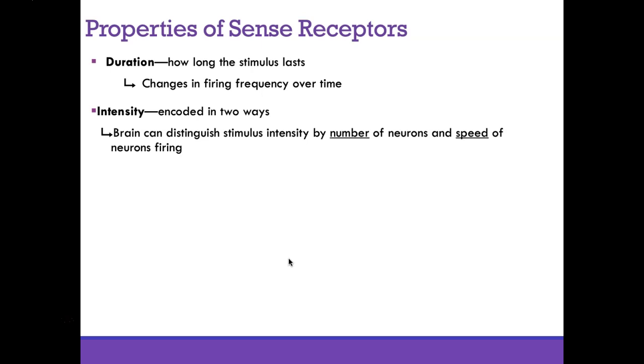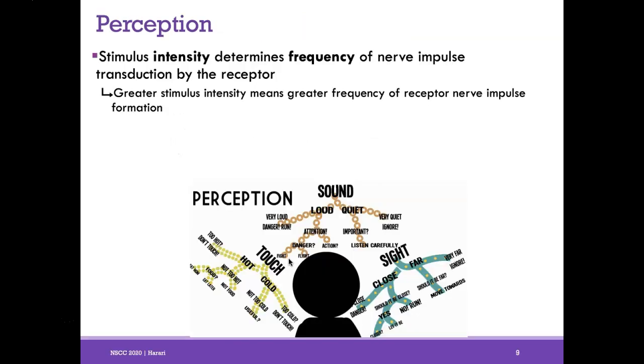And finally, the intensity. Intensity refers to whether a stimulus is very strong or weak, and it is encoded in two different ways. The brain can distinguish the stimulus intensity by the number of neurons that are firing and the speed at which the neurons are firing. So the intensity is determined by the frequency of nerve impulse transduction by the receptor. The greater the stimulus intensity, the greater the frequency of receptor nerve impulses.